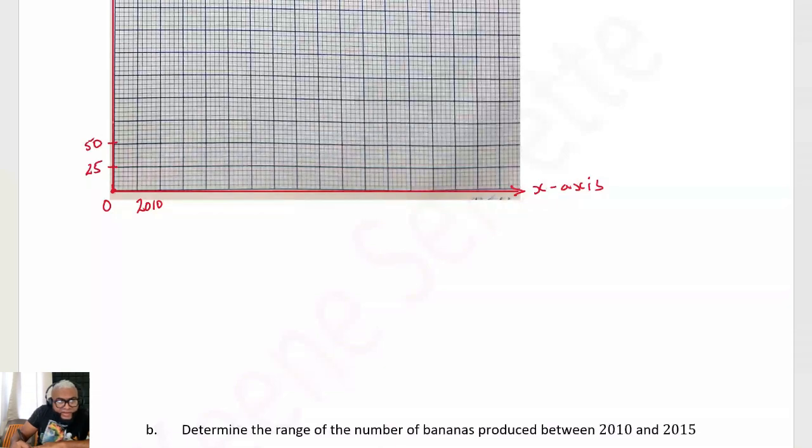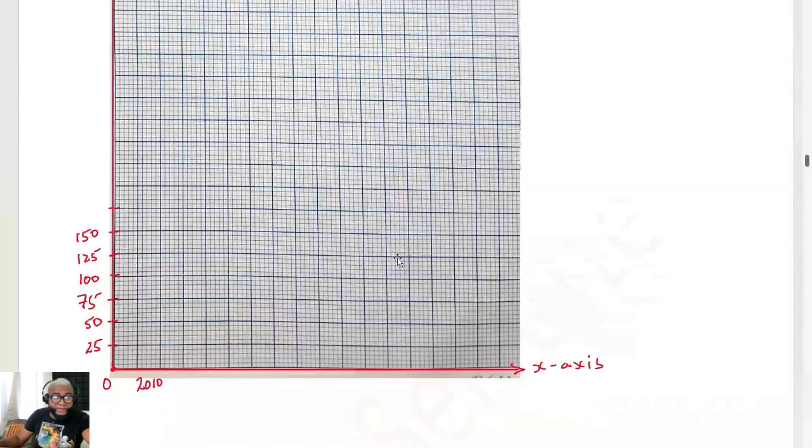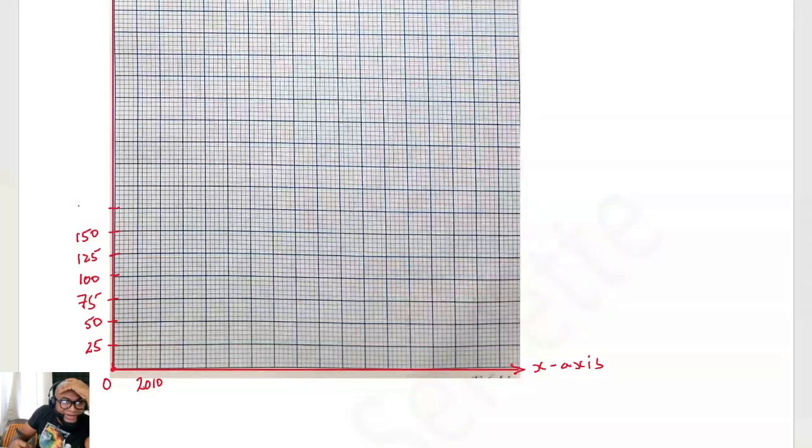After 25 is 50, then 75, then 100, then 125, 150. What was the highest number? 275. Sorry, I was really wrong. Right, 175, 200, 225, 250, 275. I'm not going any further than this. I really counted. All right.